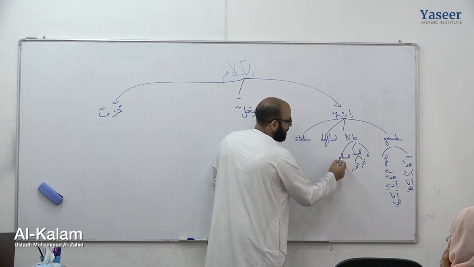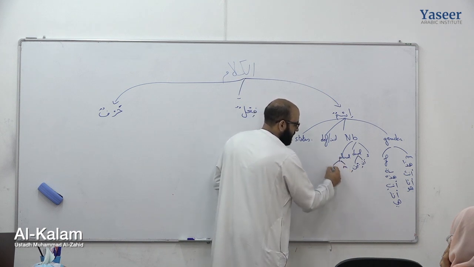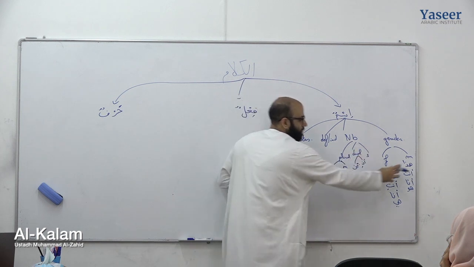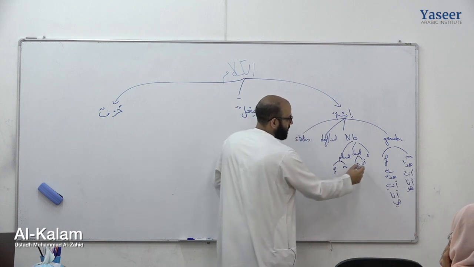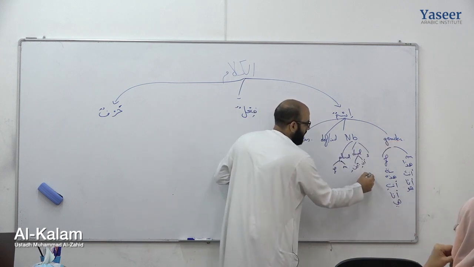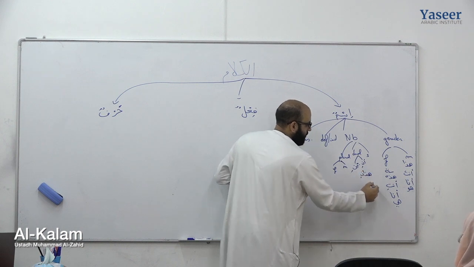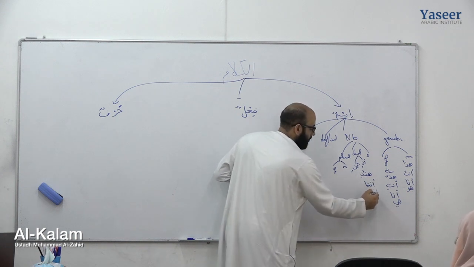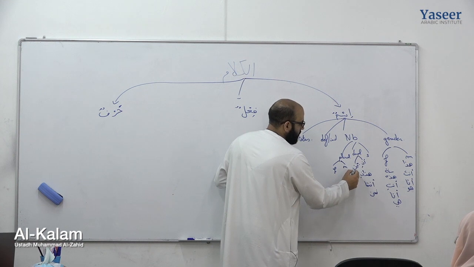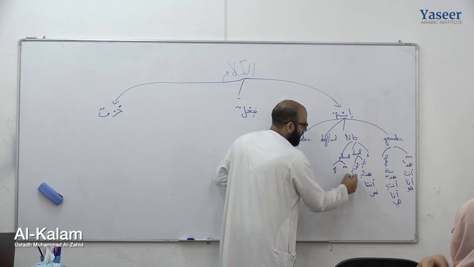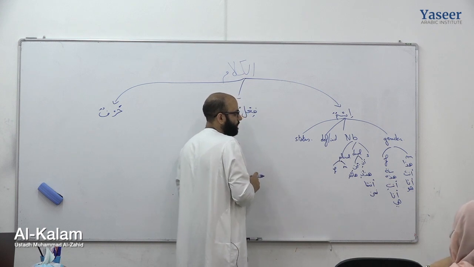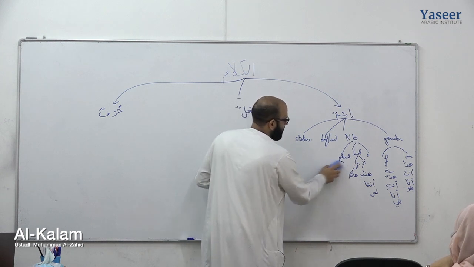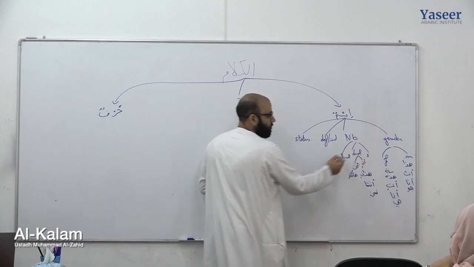Plural also, we said we have masculine and feminine. Before this, we said dual comes with its own package of pronouns. So when we point at two, we say hadhani. We also use antuma for two, nahnu for we, and when talking about feminine, we say hatani, hatani for two.